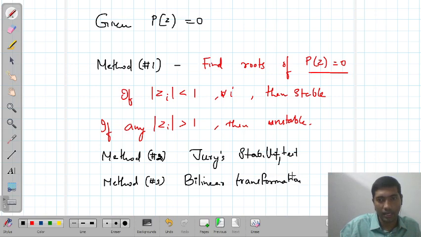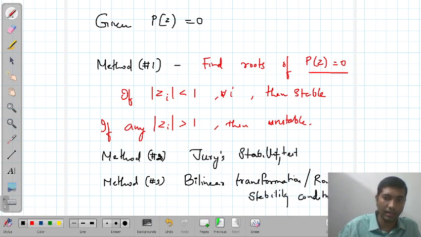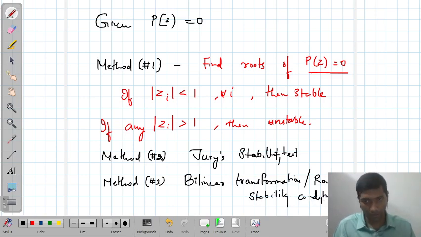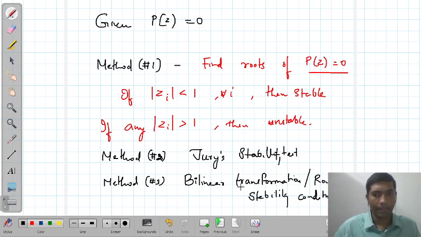Bilinear transformation and Routh's stability condition. This Routh stability condition is the stability criterion that we use for continuous time systems. What we'll do in bilinear transformation is transform from the Z domain to a new domain called the W domain, which is similar to the S domain, and there we will use the Routh stability criterion to check the stability.